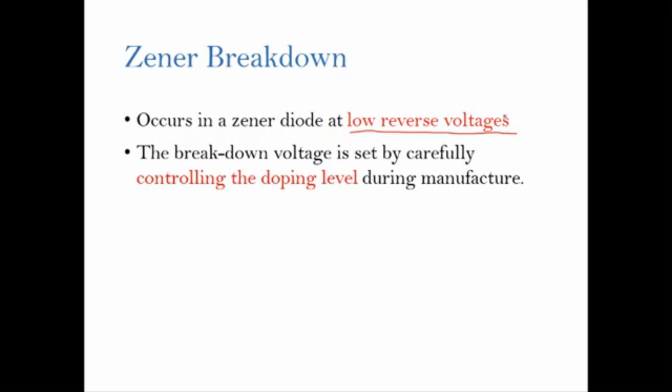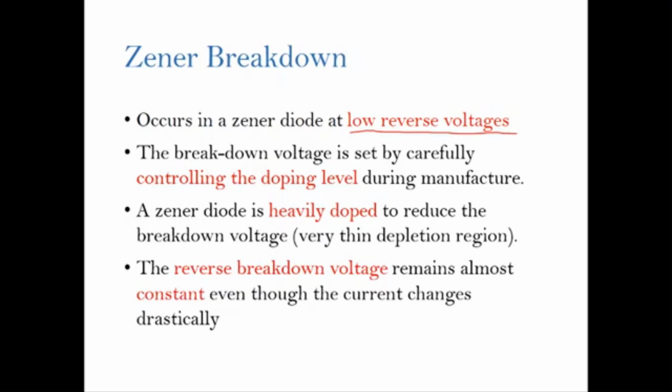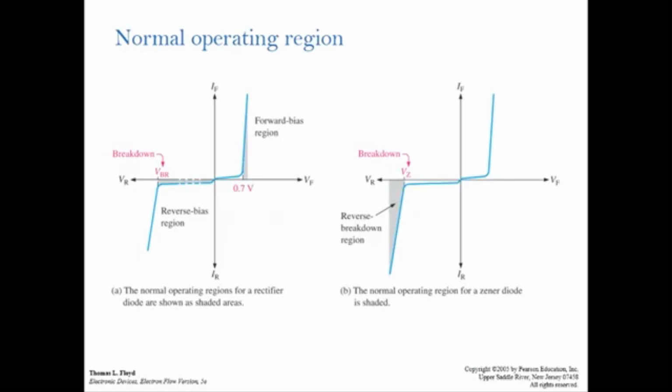Actually, if you refer to the introduction of this video, where I showed you how the diode can be used as a voltage regulator, the Zener diode with the low reverse voltage here will reflect how much voltage will be regulated. The breakdown voltage is set by carefully controlling the doping level in manufacturing. The Zener is heavily doped to reduce the breakdown voltage, and the reverse breakdown voltage remains almost constant even though the current changes drastically. Okay, so this is the IV characteristic.